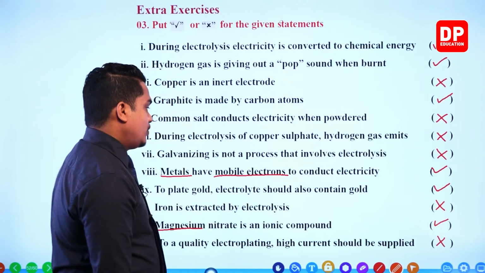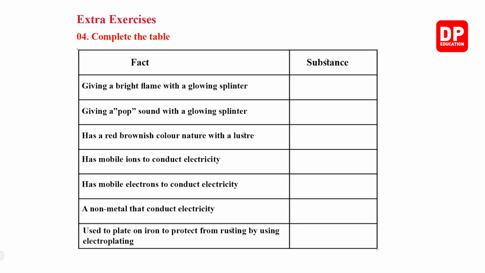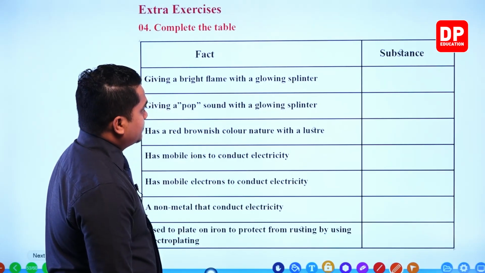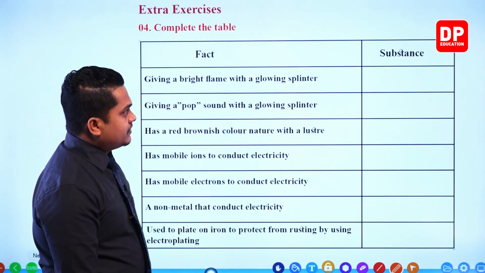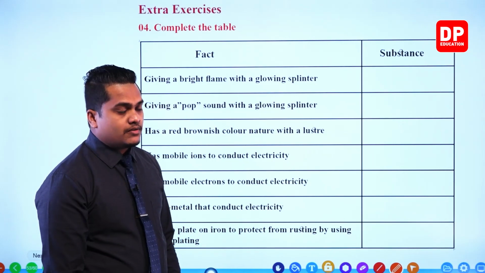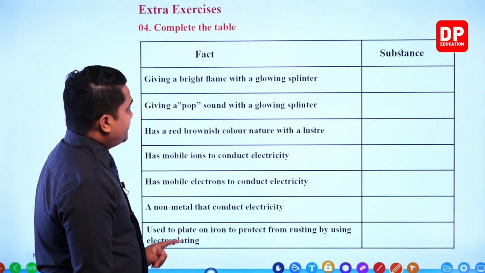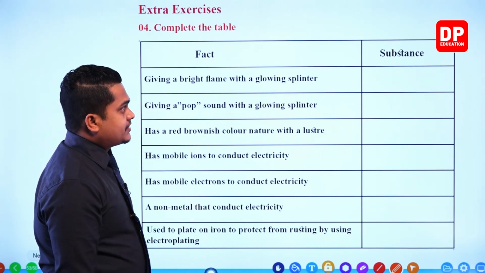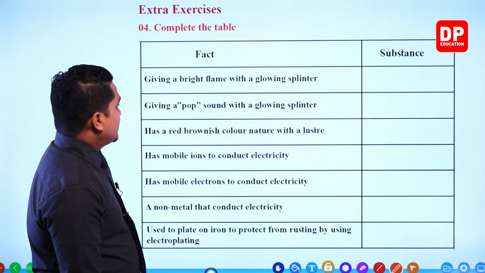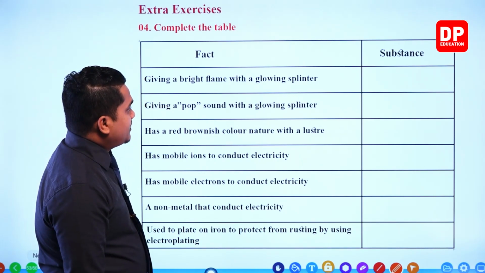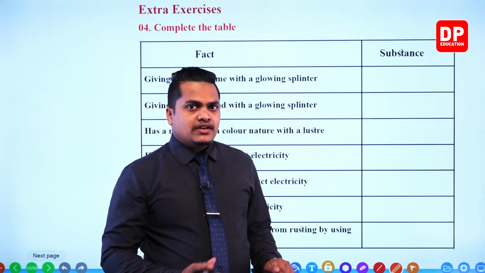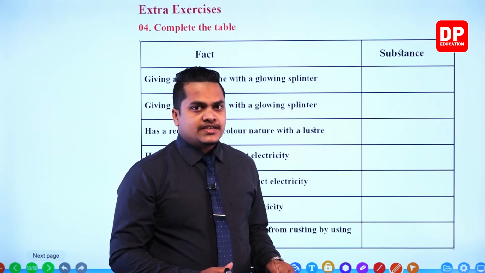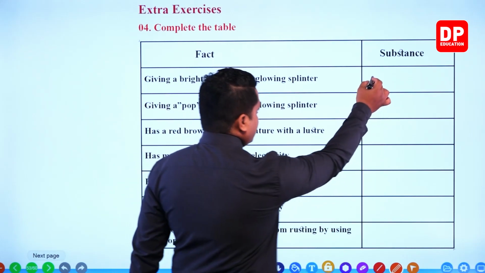Okay, so let's move on to the next one. You are given a fact and you have to name the substance. You have to complete the table by using the fact and write down the correct substance. Number one, giving a bright flame with a glowing splinter. Oxygen gas, right? So oxygen gas is the one.